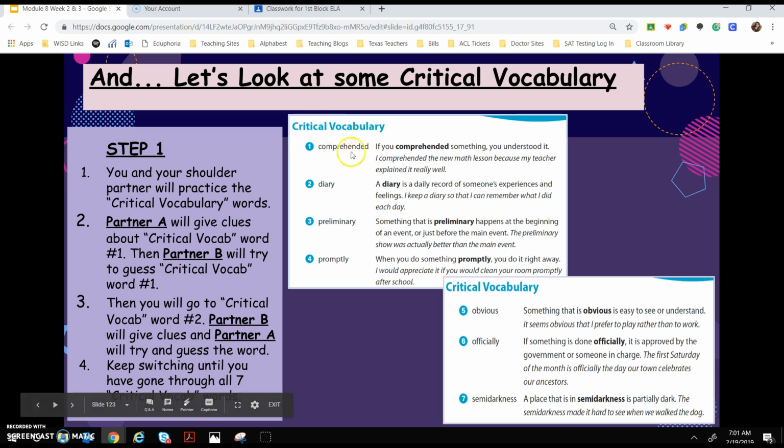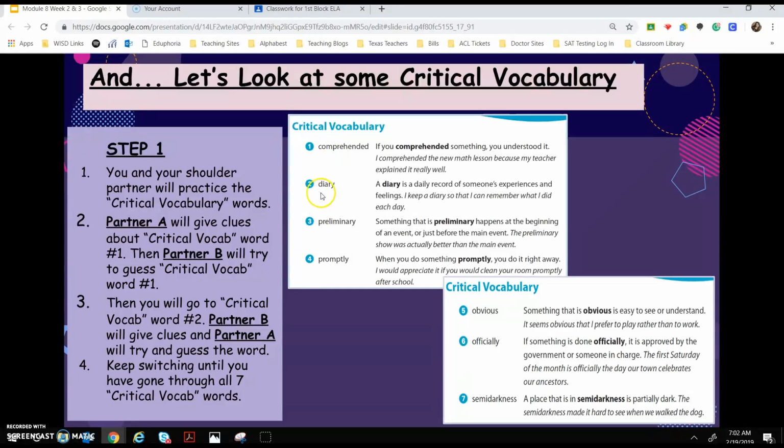So for example, say for number 1, the word was Chick-fil-A. Partner A is going to try to give clues to partner B to try to guess the word Chick-fil-A. So I'm going to say it has waffle fries, has the best chicken nuggets around, has a certain sauce that is particular to that location, has the best customer service, only serves chicken. At this point, partner B should have guessed, okay, it's Chick-fil-A.